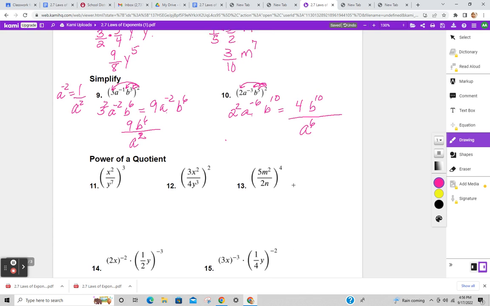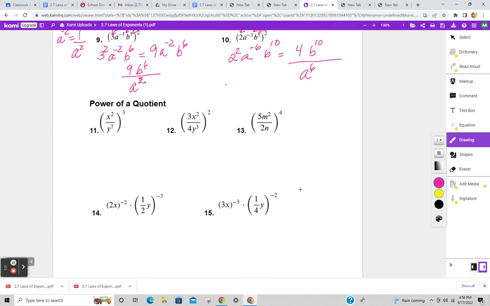All right, so next thing we're looking at is the power of a quotient. All right, so here's the rule. Quotient of A over B to the m is equal to A to the m divided by B to the m. So what you're doing is you're distributing that exponent to each factor in the numerator and denominator. All right, so let's do that.